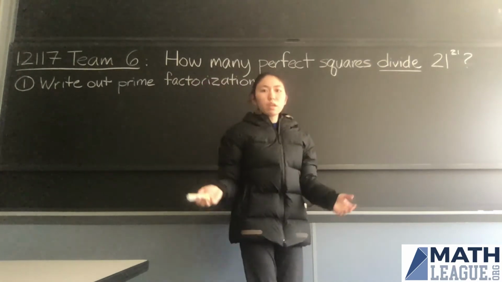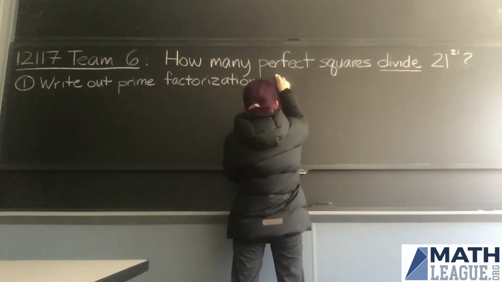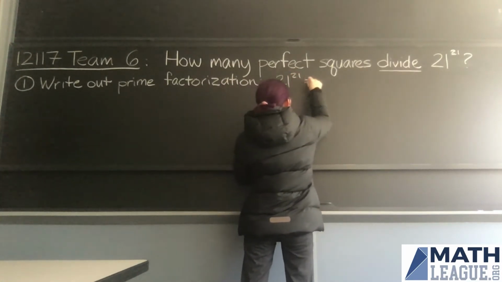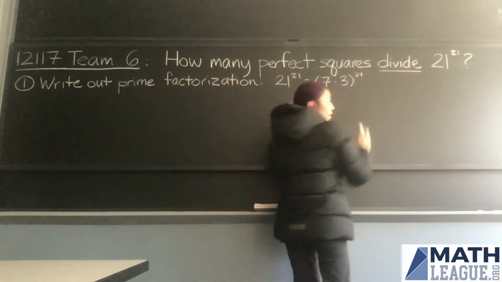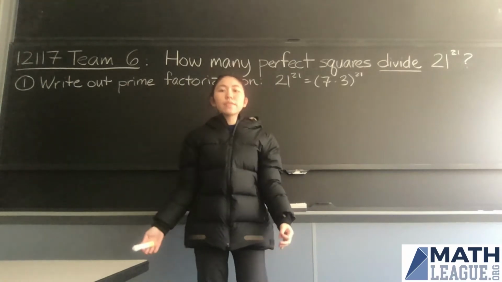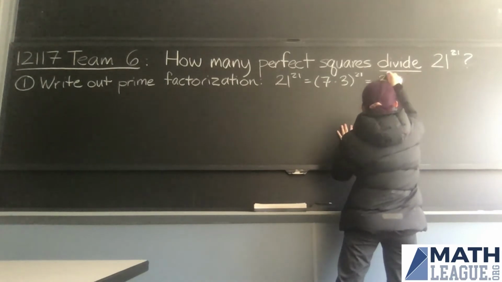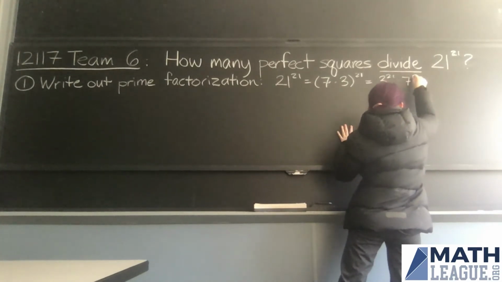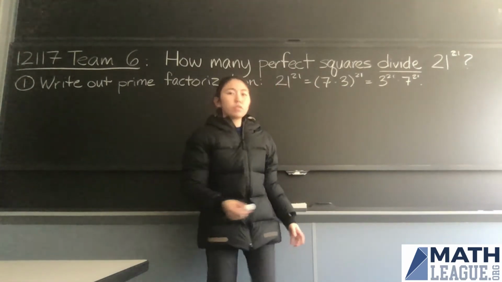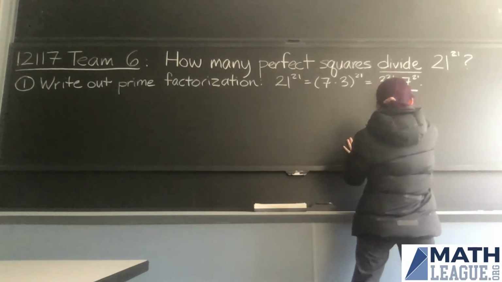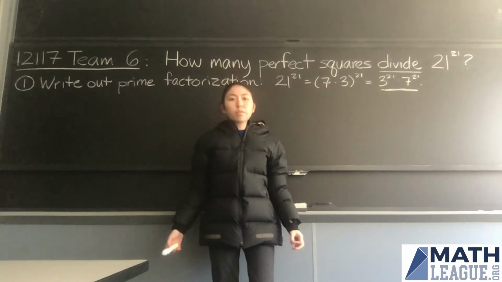And so we know that 21 is equal to 7 times 3. So 21 to the 21st power is going to be equal to 7 times 3 to the 21st power. Now we know that 7 and 3 are both prime numbers. So then we can just write this as 3 to the 21st times 7 to the 21st. All right, so here's our prime factorization of 21 to the 21st power. All right, so now let's look at the problem again.